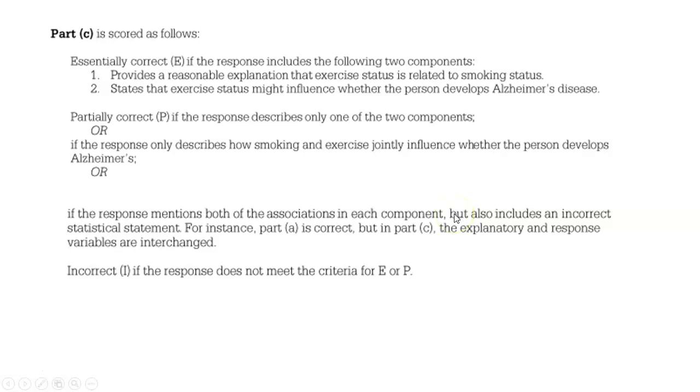Part C, there's two components. They need to state that exercise status might be related to smoking status, and it states whether or not exercise could develop Alzheimer's. Because exercise and smoking could go together, and exercise and Alzheimer's could go together. So you need both components for an E. To get P, you say one or the other. And if you have neither, it's an I.